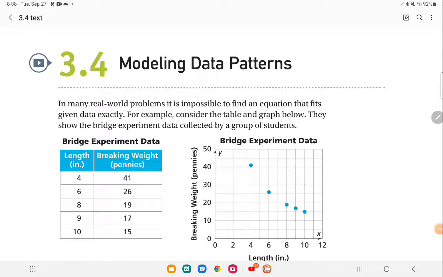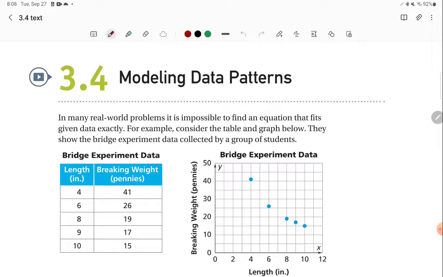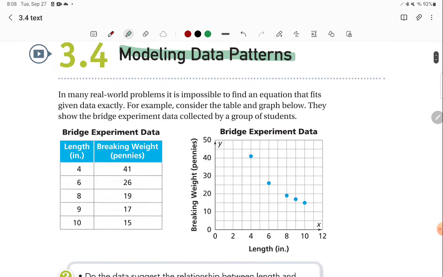In this video, we're going to be taking a look at 3.4, modeling data patterns. This really isn't any different than anything that we've been doing. We're still looking at the same sort of ideas. So for example, we're going to read this first paragraph.